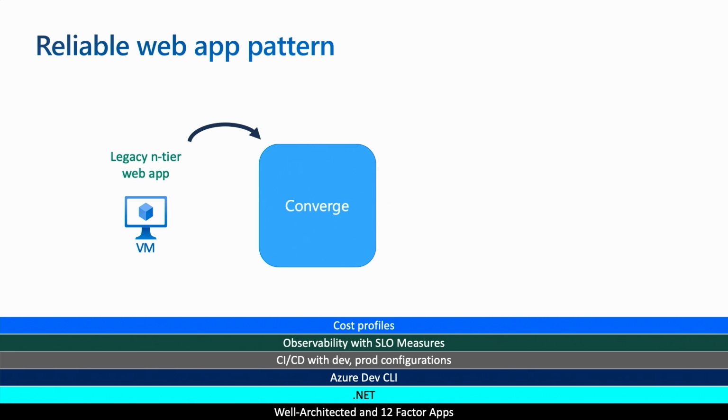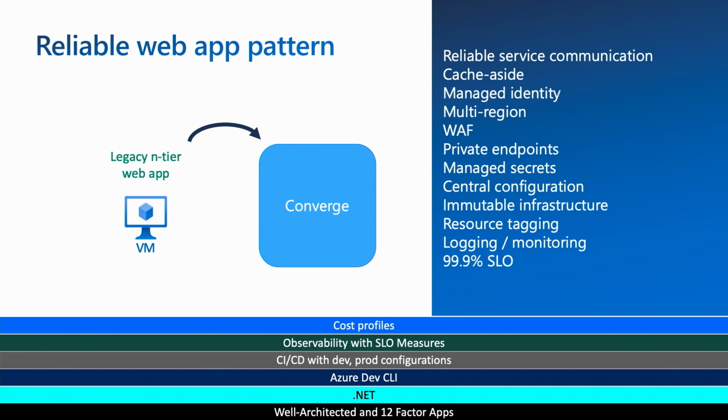So once all those considerations are put into this reliable web app pattern, our application is going to exhibit the following characteristics. It'll have reliable service communication. The cache-aside pattern will be implemented. It'll be multi-region. It'll have private endpoints, managed secrets, and so on. You can read everything that's down the side there. The point here is that the reliable web app pattern not only is a software development pattern, but also is an infrastructure architecture pattern as well.